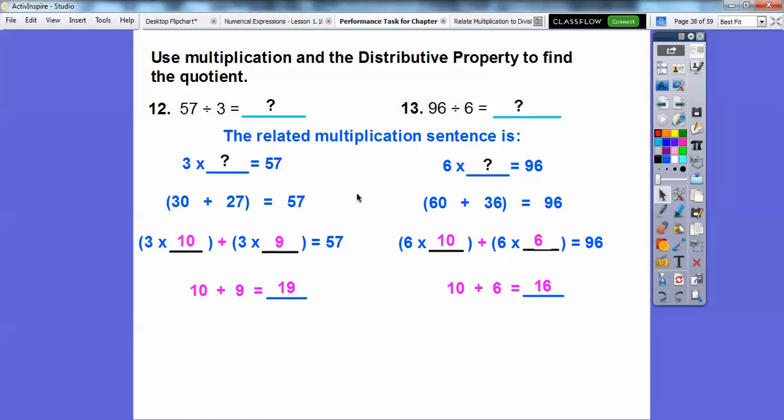Now, those are our unknowns right here. So this 19 is going to go here, and this 16 is going to go here, okay? So now we know 57 divided by 3 is this 19. This 19 goes here, and then 96 divided by 6 is this right here, because it's our related multiplication problem right there, okay? Pretty slick.